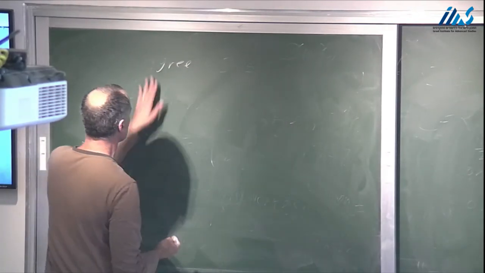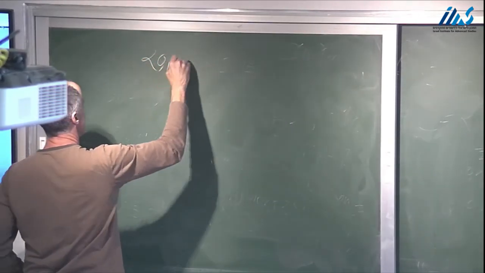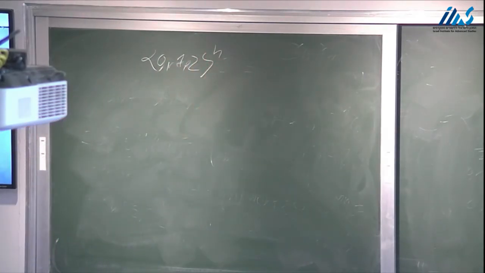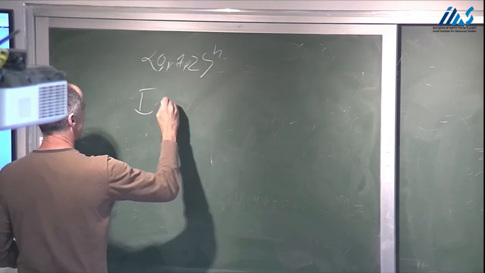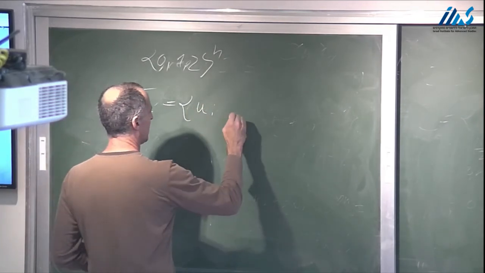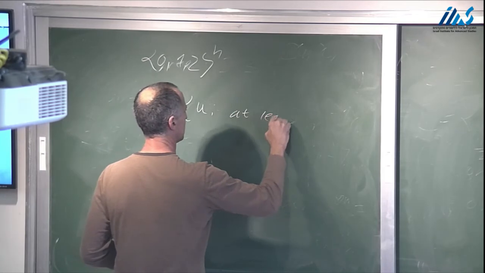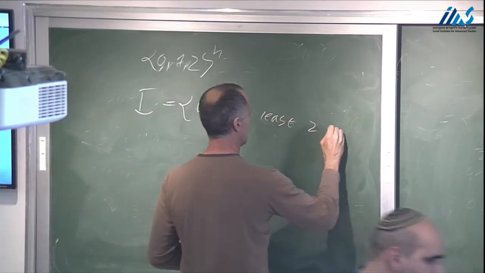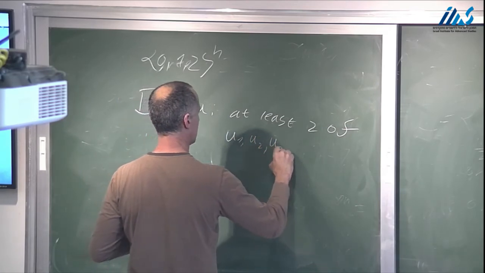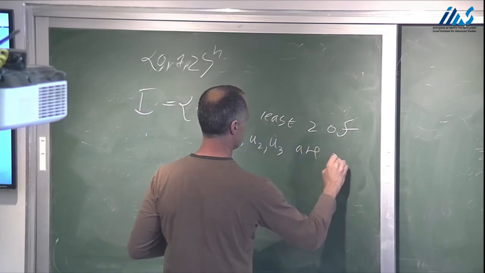So let's concentrate on {0, 1, 2}^n. A maximal independent set is: take all vectors whose 17th coordinate is 2. Here's another independent set, which is maximal. Take all u such that at least 2 of u1, u2, and u3 are 0.